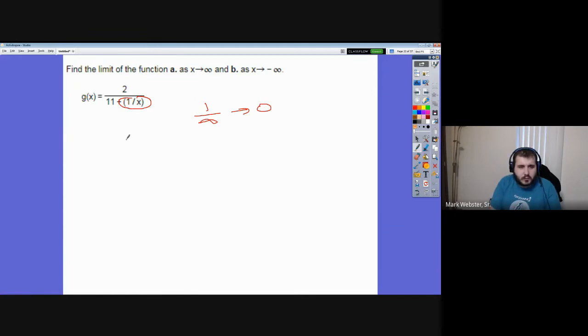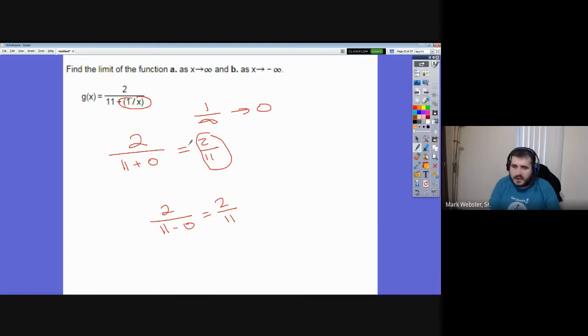So when we're looking at this, we're really looking at 2 over 11 plus 0, which is 2 over 11. And it doesn't matter if that going to 0 is coming from positive or from negative. 0 is 0. And so as x goes to infinity, we get 2 over 11. And as x goes to negative infinity, just because it's plus 0 versus minus 0, this is still going to be 2 over 11. So don't feel like it's going to be any different.